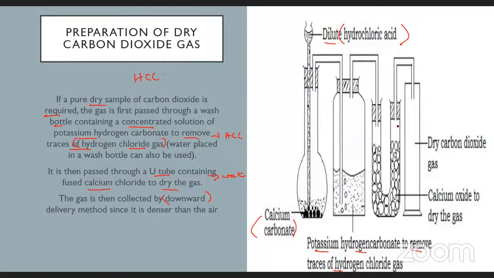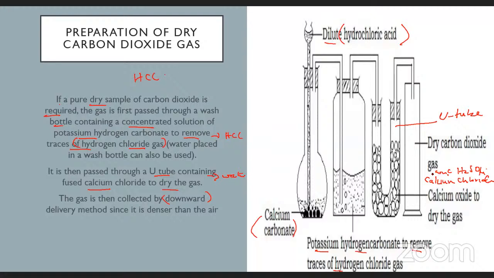It is passed through a U-tube. So this is what we call the U-tube, which contains a drying agent, calcium oxide. So the drying agent can be calcium oxide, it can be calcium chloride, or it can be concentrated sulfuric acid. All these are different drying agents.